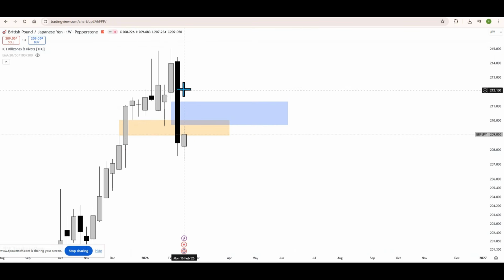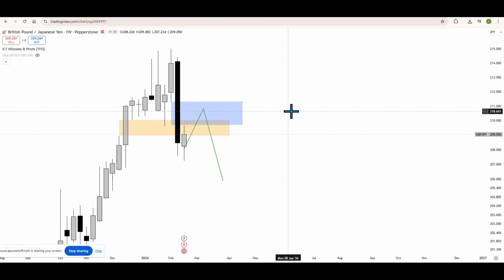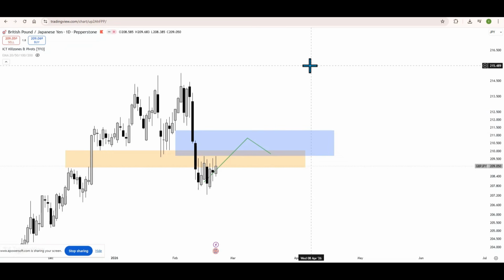So if this market is bearish, then you want to see a retracement to this before you see that bearish momentum. You know the drill. If that is not the case, price will invert this, and if this gets inverted, then you anticipate a bullish GBPJPY. So let's look at the daily time frame.